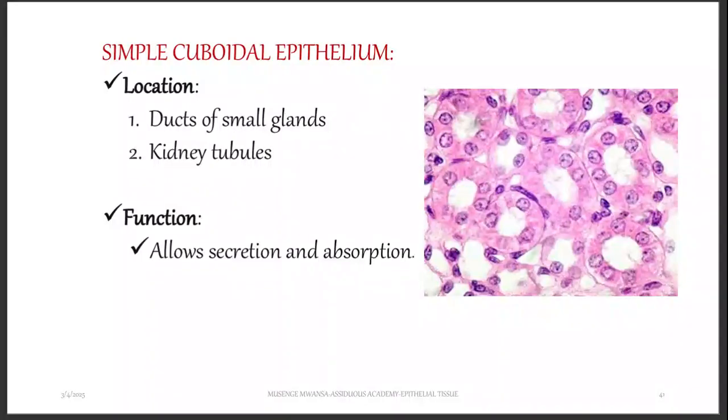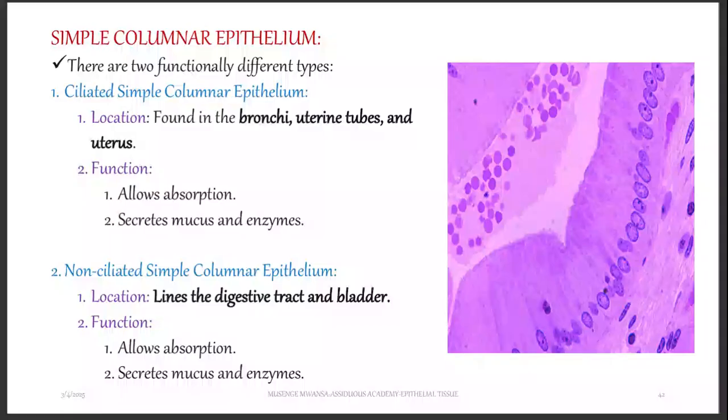When it comes to simple cuboidal, this one is specifically found in those organs that allow for secretion and absorption. For example, in the nephron of the kidney, the kidney tubules, like the distal convoluted tubules, the proximal convoluted tubules, the loop of Henle, and then the ducts of small glands. A gland has what we call the secretory portion and the excretory portion, but you understand that that's the next topic in histology, so please take note of that.